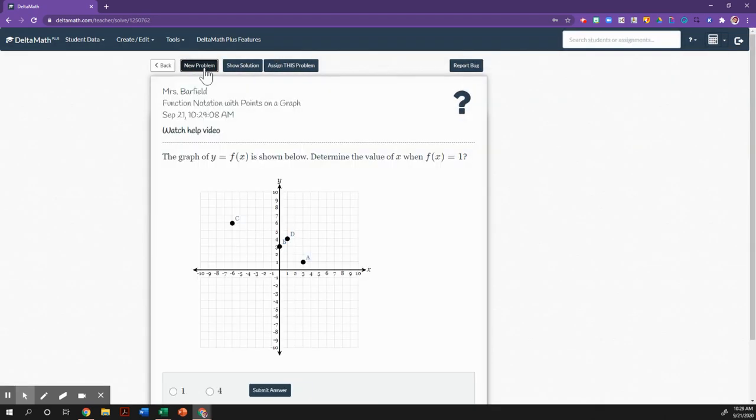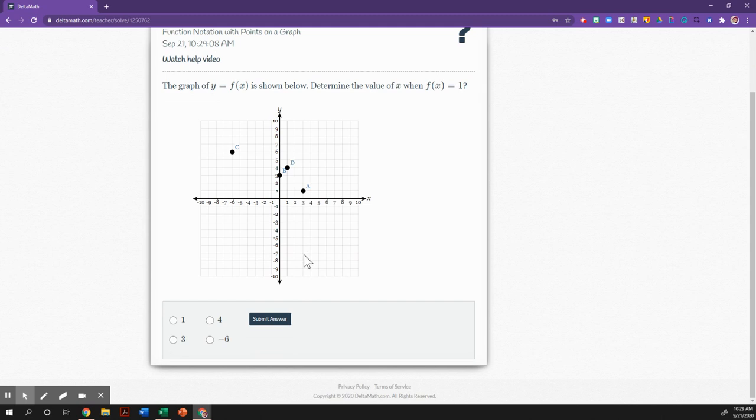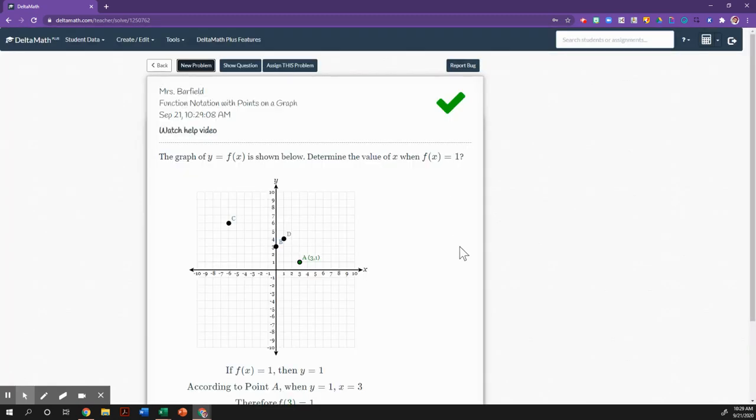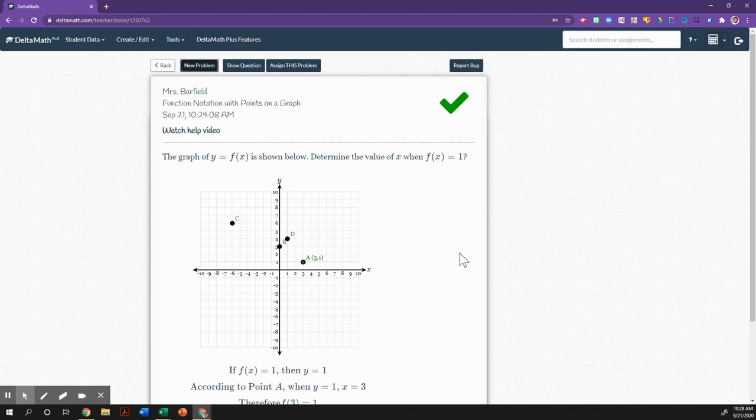Let me find one more problem. It says the graph of y equals f of x is shown below. Determine the value of x when f of x equals 1. So this time I want to look at when y equals 1. So I go up the y-axis to 1, I go over to this point, and at this point I get the x value, which is 3. So x equals 3. And submit my answer.